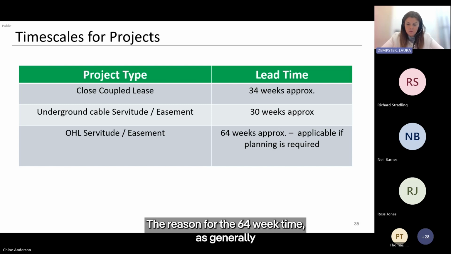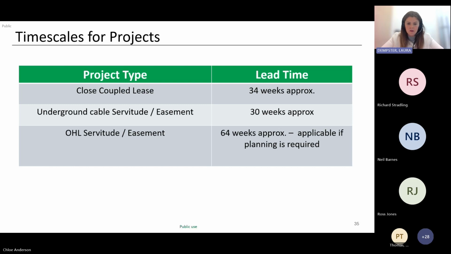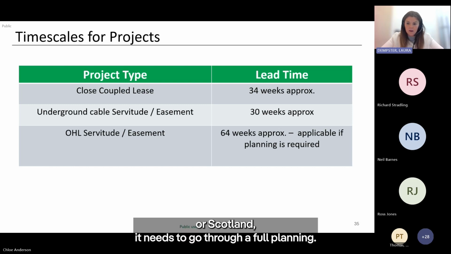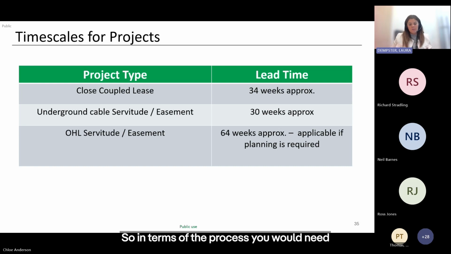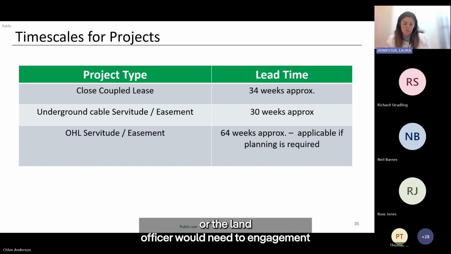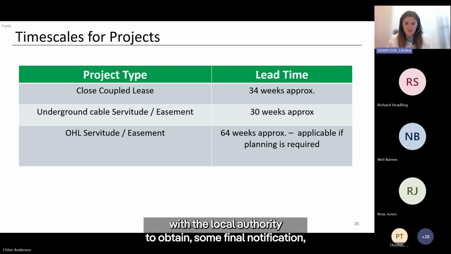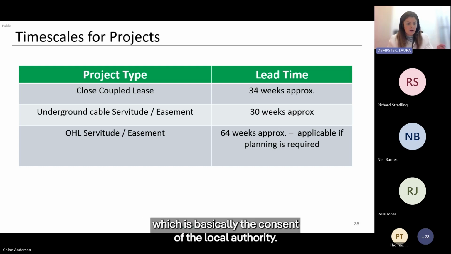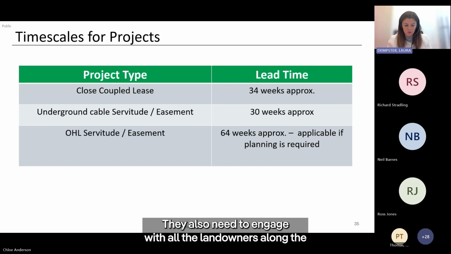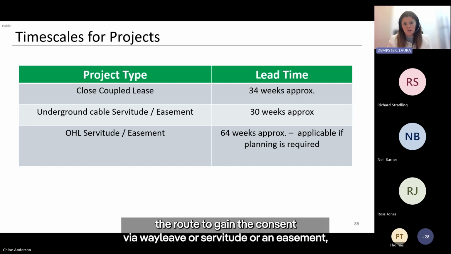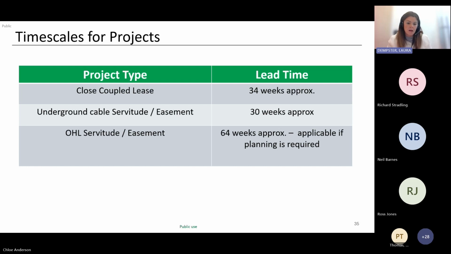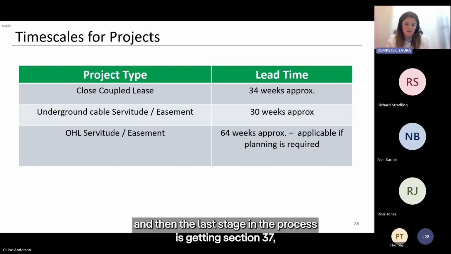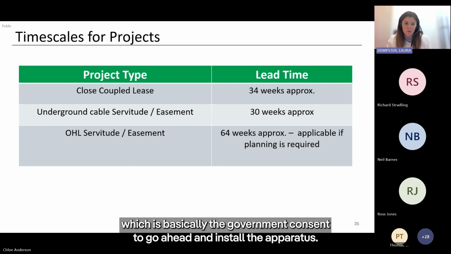The reason for the 64-week lead time is generally because overhead line, regardless whether it's England or Wales or Scotland, it needs to go through full planning. So in terms of the process, the land officer would need to engage with the local authority to obtain simplified notification, which is basically the consent of the local authority. They also need to engage with all the landowners along the route to gain the consent via way leave or servitude or an easement. And then the last stage in the process is getting Section 37, which is basically the government consent to go ahead and install the apparatus.